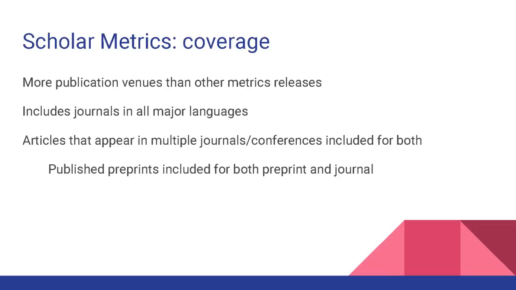Articles that appear in multiple journals are included for both. This is common for computer science. Many people publish in conferences, and then some of them publish their articles in journals as well. The article counts for both the journal and for the conference. Similarly, for preprints that are later published, they are accounted for both in the preprint collection and the journal where they're finally published.